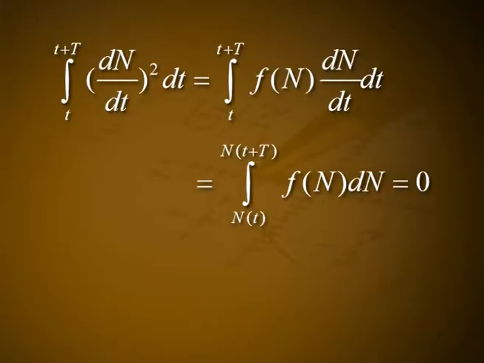Multiply this equation by dn by dt and integrate from t to t plus capital T. We get the integral from t to t plus T of dn by dt squared dt is equal to the integral from t to t plus T of f of n dn by dt dt, which is equal to the integral from n of t to n of t plus T of f of n dn, which is equal to 0, since n of t plus T is equal to n of t. But the left hand integral is positive, since dn by dt the whole squared cannot be identically 0 unless n is a constant. So, we have a contradiction. So, the single scalar equation dn by dt is equal to f of n cannot have periodic solutions.